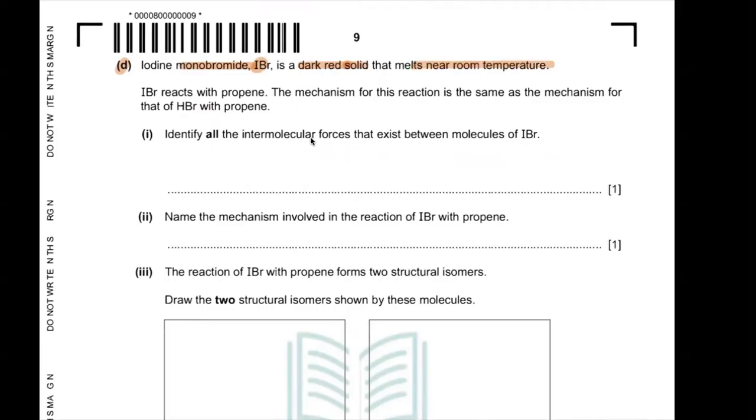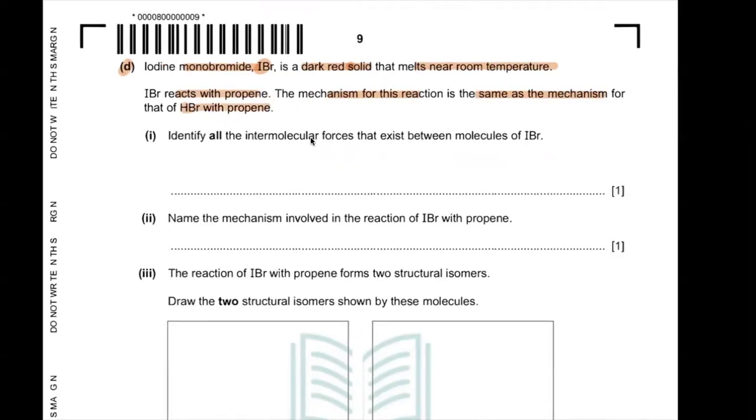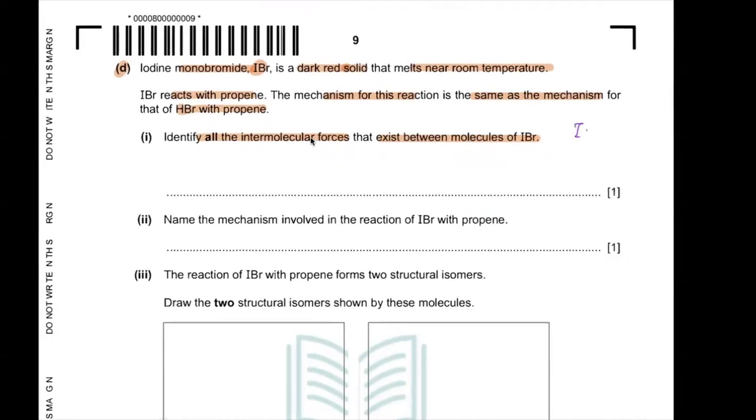Okay. IBr reacts with propene. The mechanism for this reaction is the same as the mechanism for HBr with propene. Okay. Identify all intermolecular forces that exist between IBr molecules. So if you see the IBr molecule, there is an electronegativity difference. Iodine is going to be partial positive and bromine is going to be partial negative.